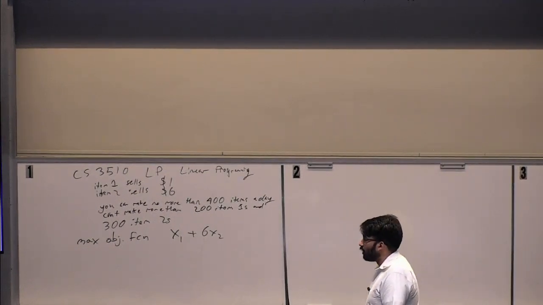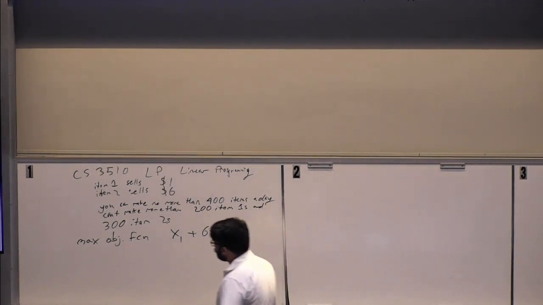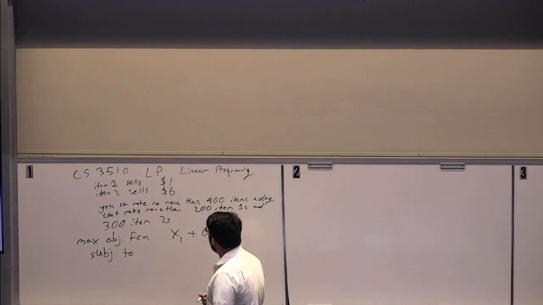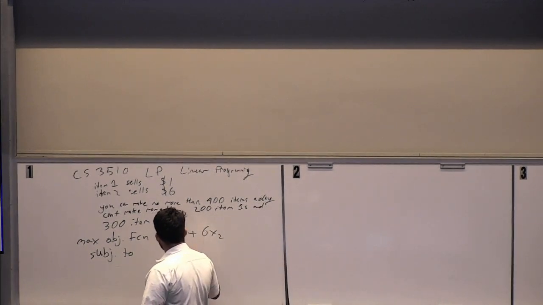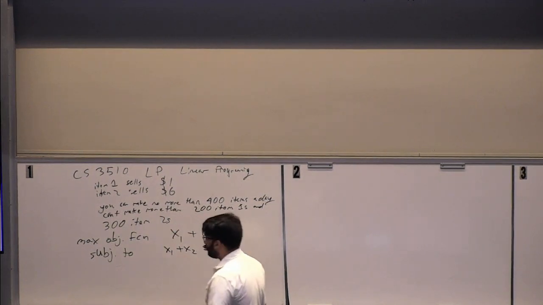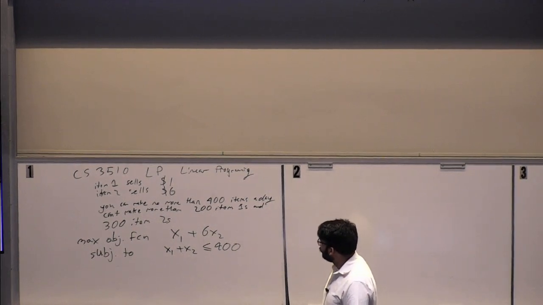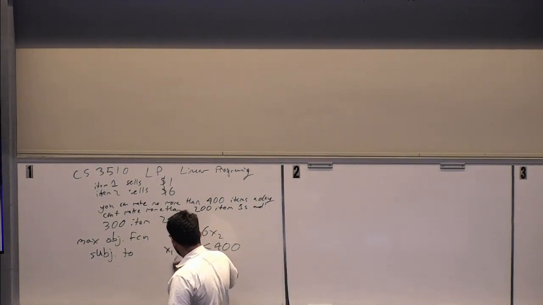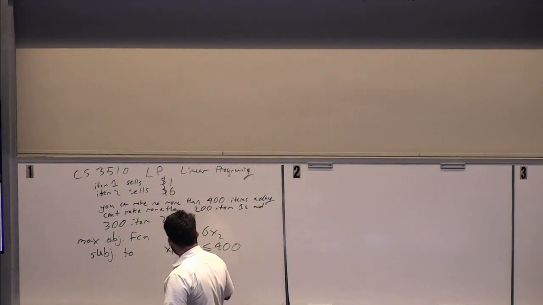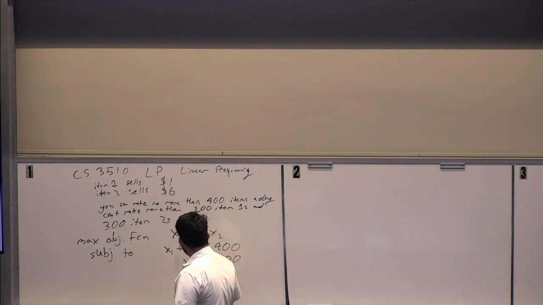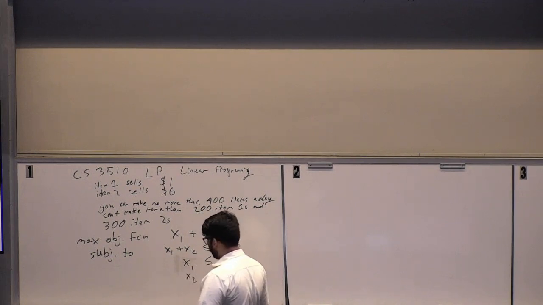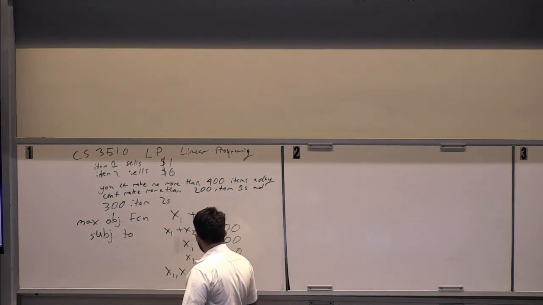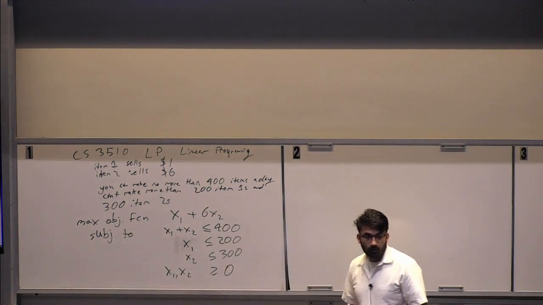So we can represent the other constraints on the problem through variables x1 and x2. What you then say is, subject to a system of linear inequalities: you can make no more than 400 items a day, so x1 plus x2 is less than or equal to 400. You can't make more than 200 item ones, so x1 is less than or equal to 200. And x2 is less than or equal to 300. And you can't make negative amounts of items, so x1, x2 is greater than or equal to 0. Right?